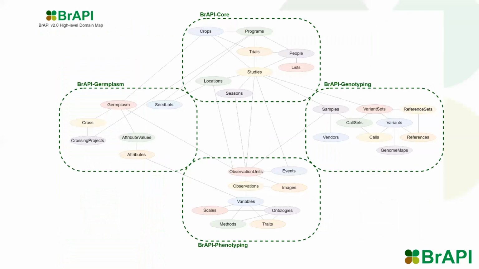BrAPI version 2 was released in March of 2020. Here's a high-level map of all the different data structures BrAPI can handle, organized into 4 general modules. BrAPI Core deals with trial, organization, and management. BrAPI Germplasm deals with germplasm and accession management. BrAPI Phenotyping deals with trait and observation data, and BrAPI Genotyping deals with samples, markers, and sequence data.